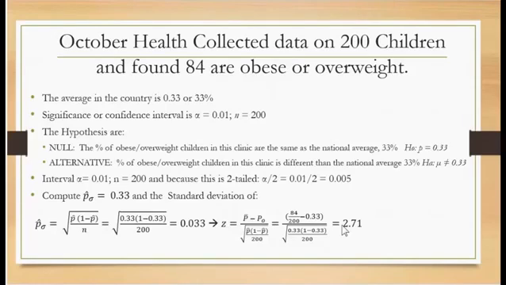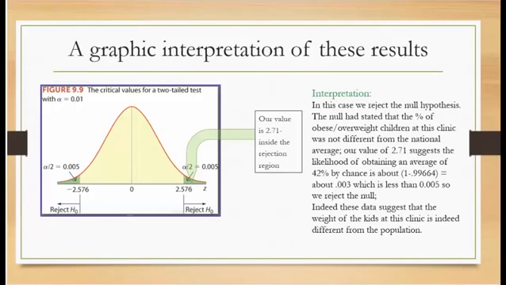So we can probably look at that right now and say, I bet you it's going to be in the rejection region, but we aren't absolutely certain. But we know 2.71 standard deviations is going to be further out than the previous example we had. It was only 2.22 and we rejected that one. So here we have a graphic interpretation of the results.